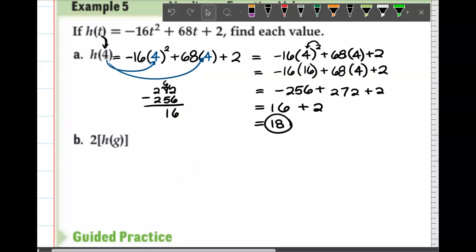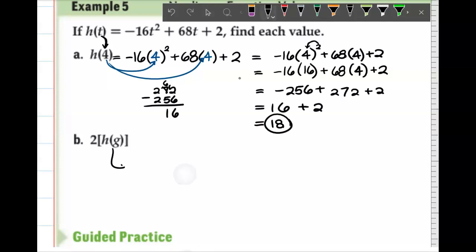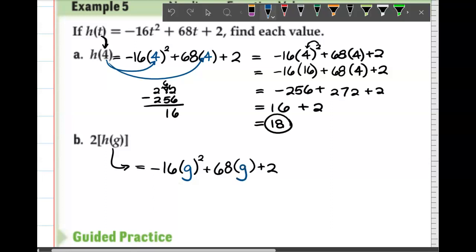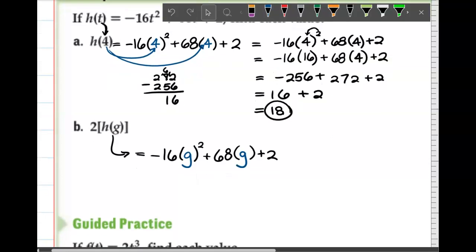Next, they want 2 times h of g. Well, we haven't seen this happen yet, where we had h of t, and now they want us to find h of g. Well, just like we've been doing, we're just going to rewrite the h of t function, and everywhere I see t, I'm going to take out the t and put parentheses, just like you would do if it was a number. But it's not a number, it's a letter. So I'm actually going to put a letter in for a different letter, which might seem kind of silly, but I'm going to replace my g for the t and simplify as best I can.